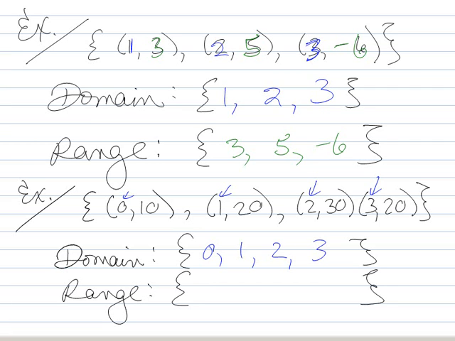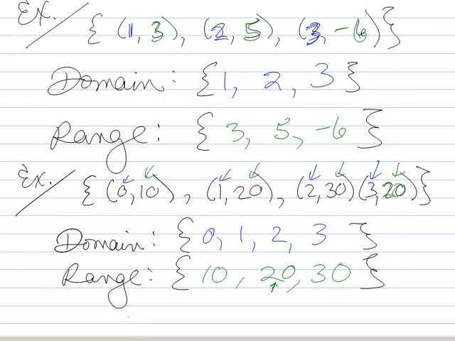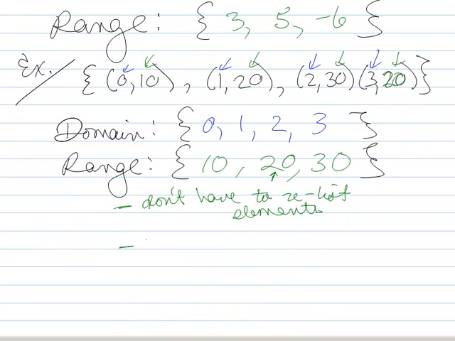Thinking about it? So range is all the y values, all the values in the y position. So I've got 10, 20, 30. Now I've got 20 again here, but I don't have to relist it because I've already listed it once. It's already listed right here. So you don't have to relist elements. Another way to say that is to list each item only once. Alright, you'll be in good shape.